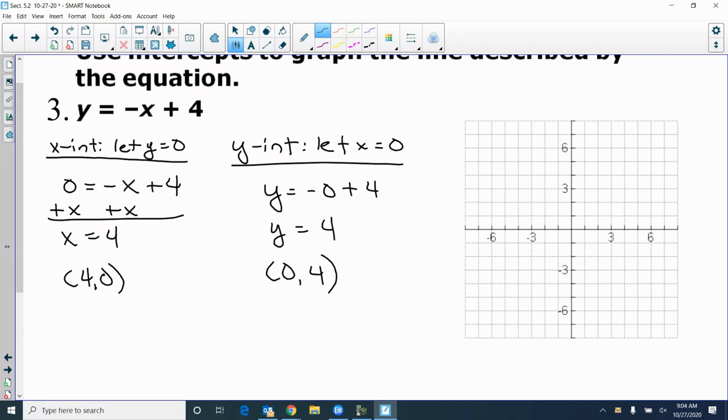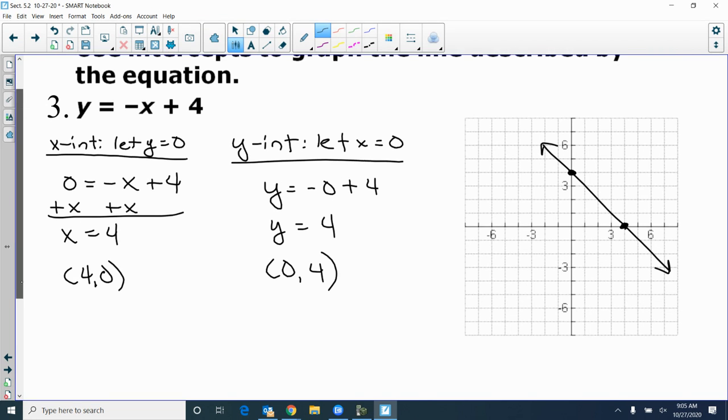And when you graph them, (0, 4) would be up above on the y-axis, and then (4, 0) will be to the right. Go ahead and draw a line through there. Make sure you go past those dots. Don't just stop at the dots. Go past the dots, and then draw arrowheads on those. Okay, so those will be all the answers to that line.